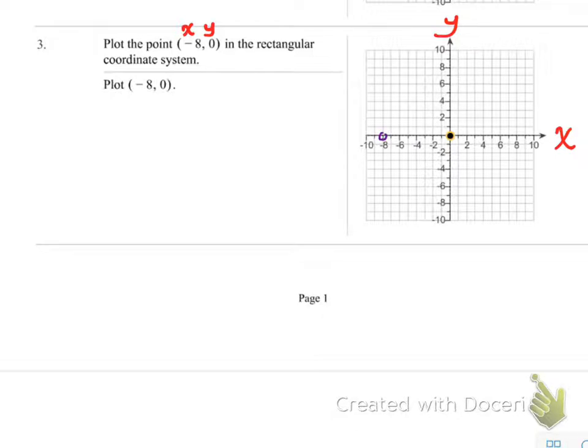But then I would move 0 units in the y direction. In this case, I'm on y equals 0, so I'm not going to move up or down. And to plot this point in my MATLAB, you would just grab this dot and move it to here, and this would be our answer. Once again, Cartesian plane, ordered pair is xy. We start at the origin and move in the x direction and the y direction.